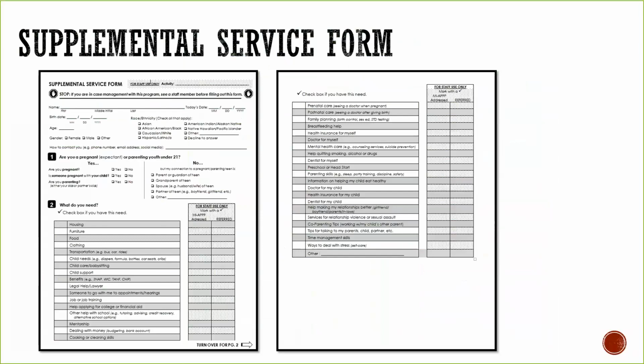This is what the supplemental service form looks like. In addition, you'll see at the top here an instruction to participants to stop filling out this form if they're in case management, because they shouldn't be. We have some demographics, information about their pregnancy status or how they're connected to a pregnant and parenting team. And then we ask them what kind of needs they have, and they just check the box.